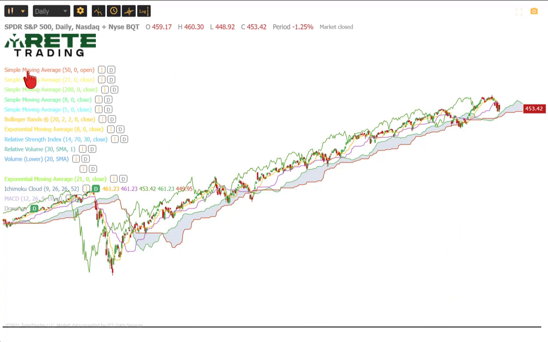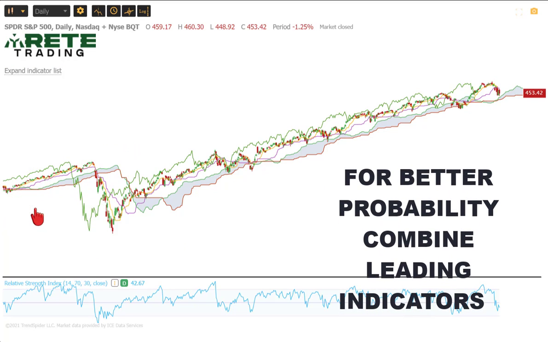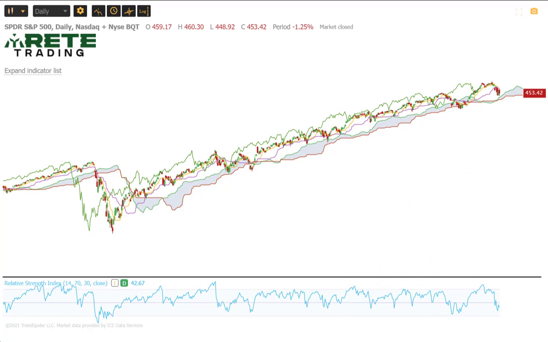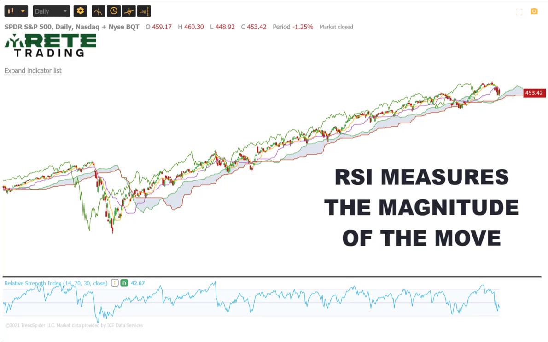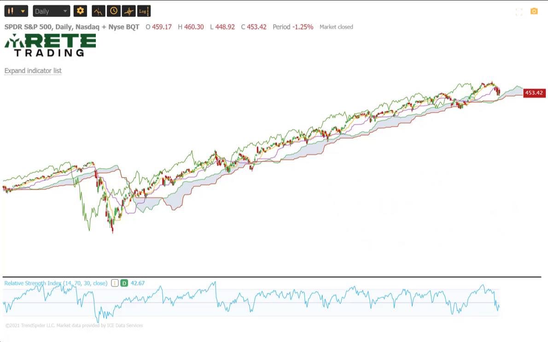So what I like to do is use another indicator with this, and I like to use the RSI. Now, as everyone knows or may not know, and there'll be a video at the end of this on RSI, RSI determines the magnitude of the move. So if you can utilize RSI with this, then you're going to be able to spot times where you're going to have a possible false signal. And one of those times was right here.